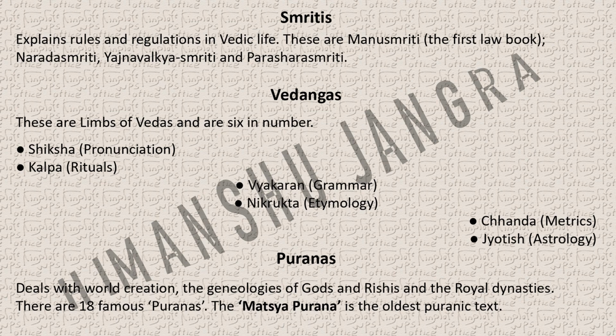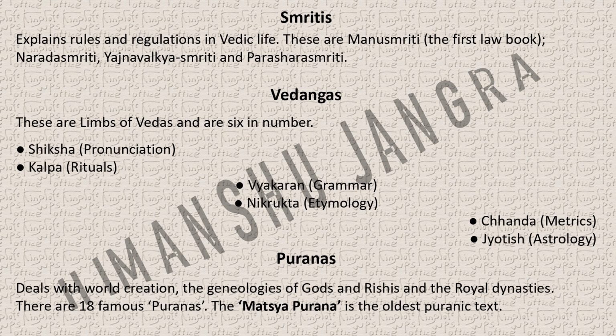Smritis. Explains rules and regulations in Vedic life. These are Manusmriti, the first law book, Naradasmriti, Yajnavalkyasmriti, and Parasharasmriti. Vedangas. These are limbs of Vedas and are 6 in number. Shiksha, pronunciation. Kalpa, rituals. Vyakaran, grammar. Nirukta, etymology. Chhanda, metrics. Jyotish, astrology. Puranas. Deals with world creation, the genealogies of gods and rishis and the royal dynasties. There are 18 famous Puranas.